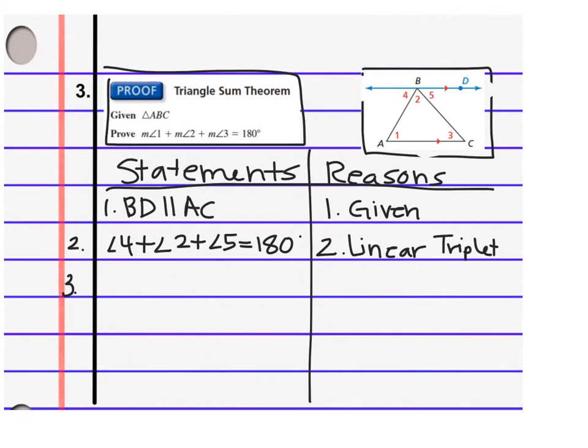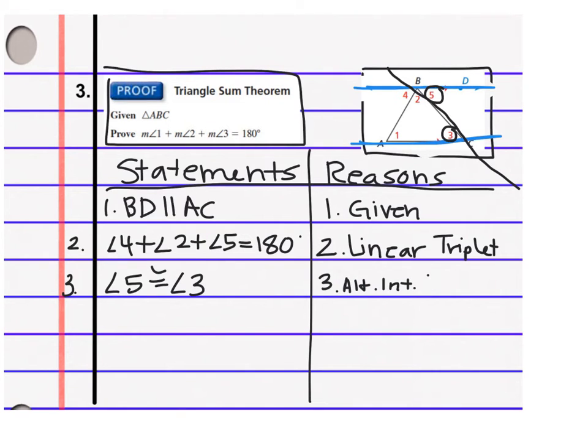So let's see what else we know. I know that we have parallel lines. I'm going to make my parallel lines blue. And the side of your triangle, like BC, that is a transversal. So what do we know about angle 5 and angle 3? Those should be congruent, and ask yourself, what kind of angles are 5 and 3? Those are alternate interior angles.